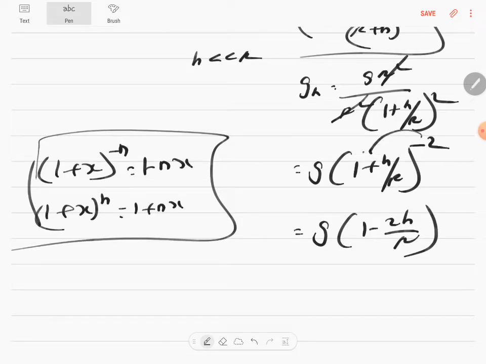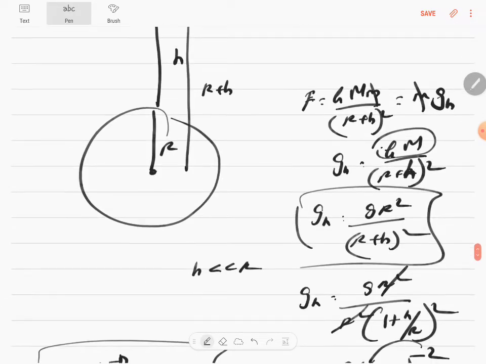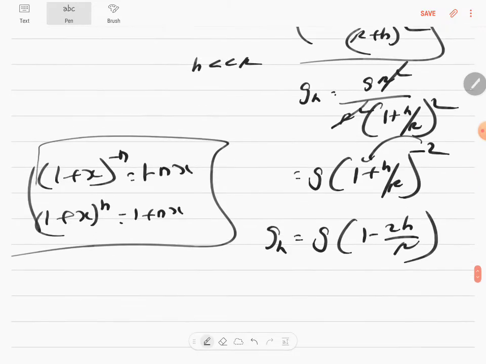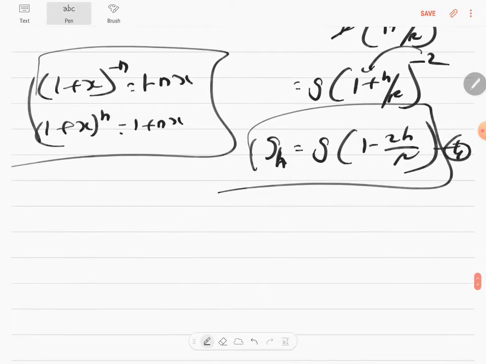So the 2 comes here and it becomes g into 1 minus 2h by r. So this is another formula. What are the formulas? This is equation 2. This is equation 3. This is formula number 4. This is gravity at a particular height. Therefore, you understand that as height goes on increasing, the 1 minus term will decrease, and so gravity at a height is also decreasing. So as you go above the surface of the earth, gravity keeps on decreasing.